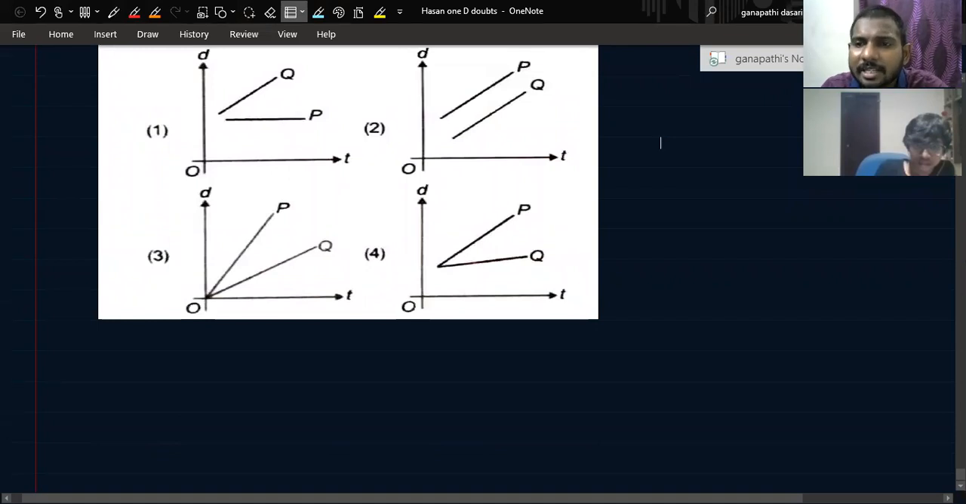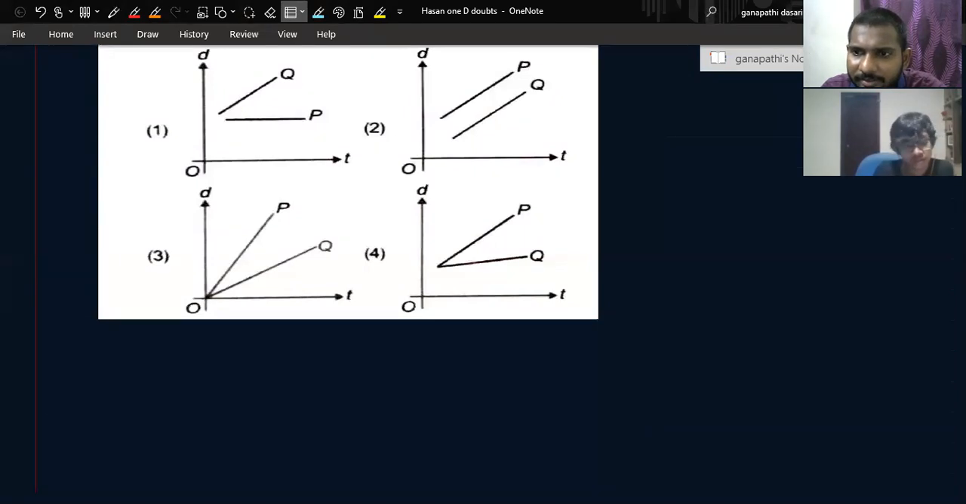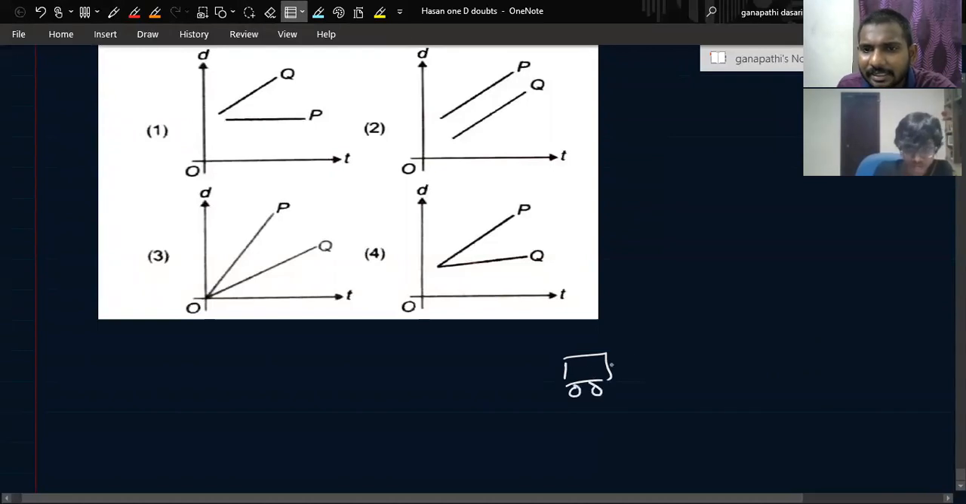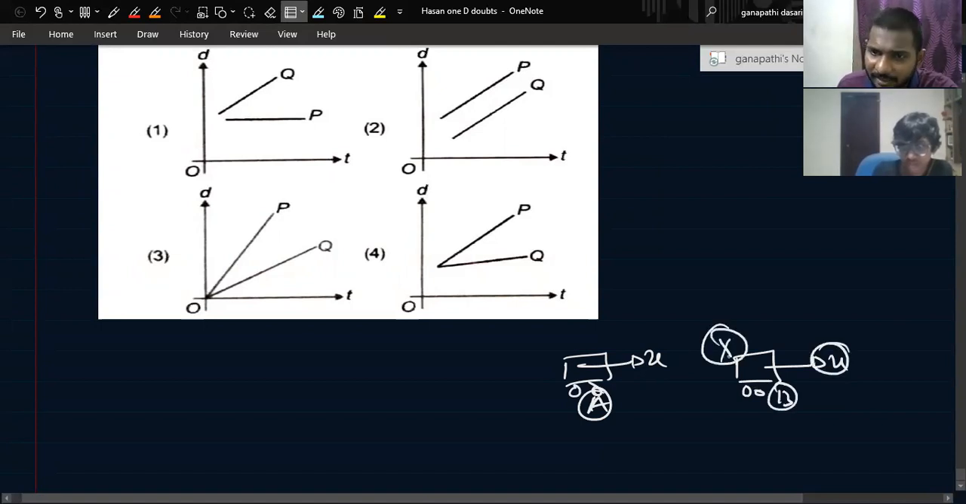Relatively, suppose if you sit on one object, the other object's velocity is 0, isn't it? Yesterday I told you the concept. Suppose car A is going with the velocity u, and car B is again going with the velocity u. What is the relative velocity of A with respect to B? You stop B, reverse B's velocity, and add it to A. So this is also u and they cancel out each other. Relative velocity is 0.